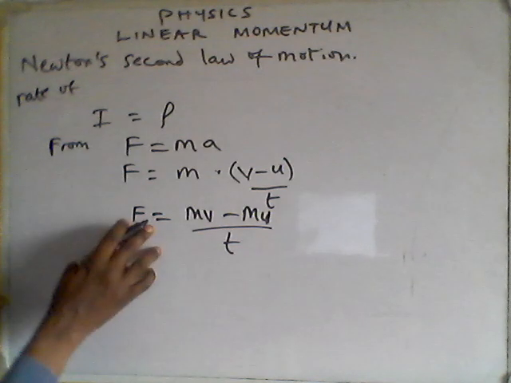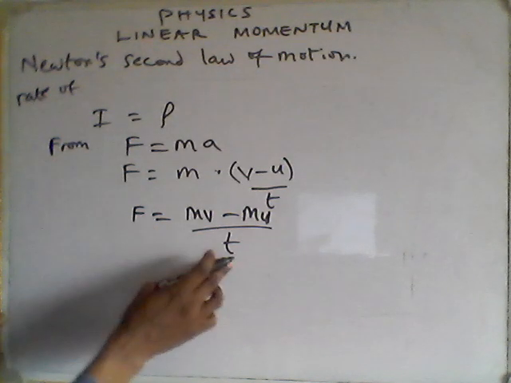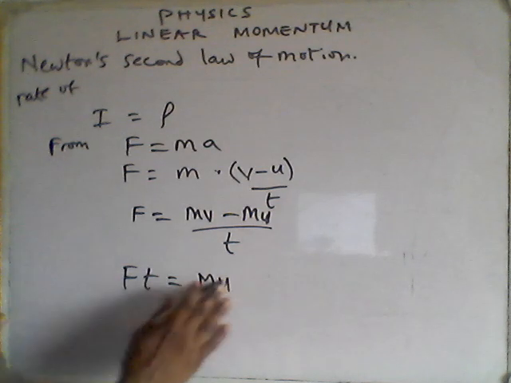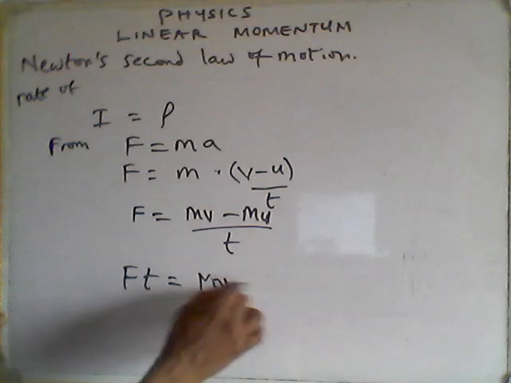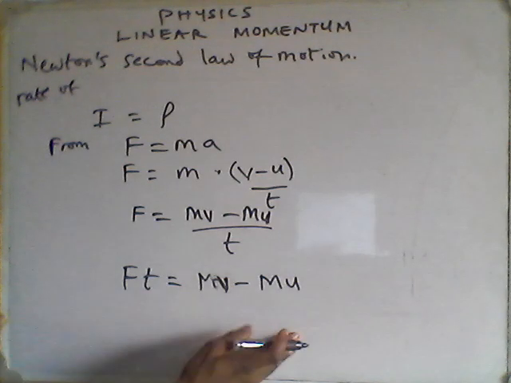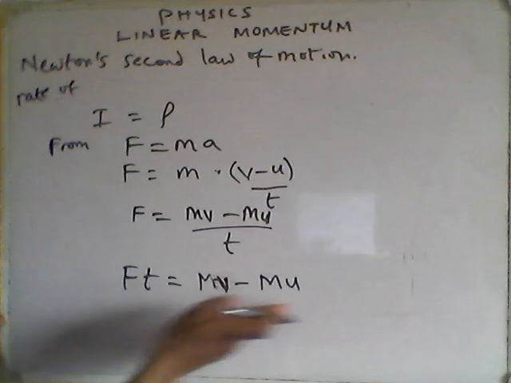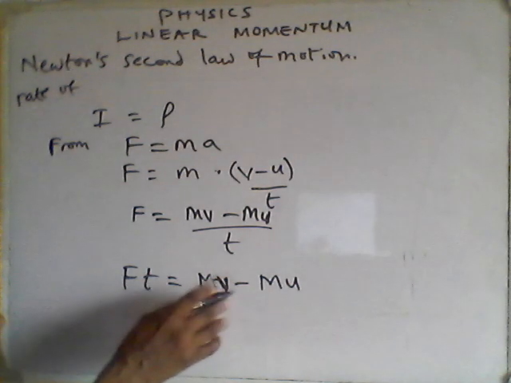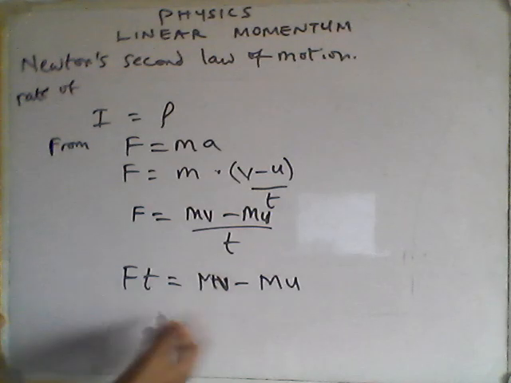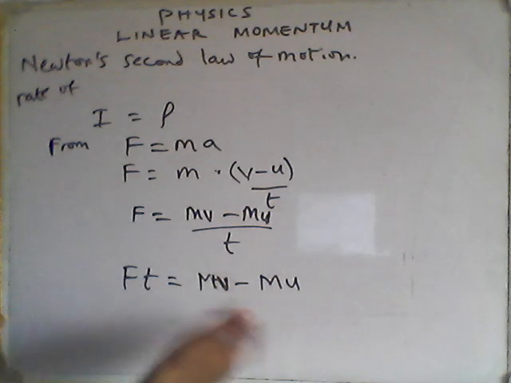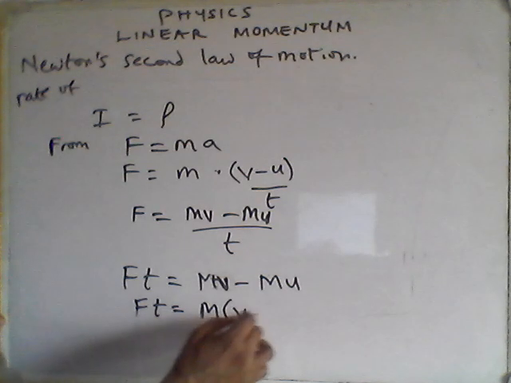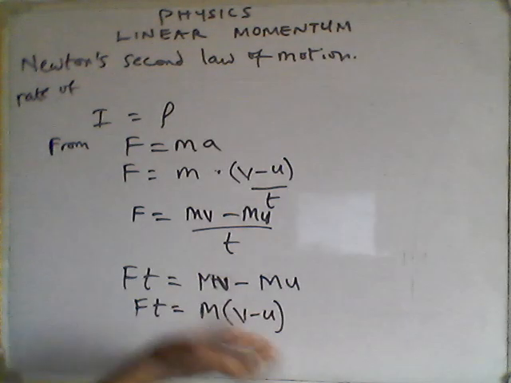If this multiplies F, that is time multiplies force, I have Ft equals mv minus mu. All right, so this is just change in velocity, with final velocity v and initial velocity u, and m is constant. I can just put it simply: Ft equals m(v minus u). It can be in these two forms. So this is what I have.